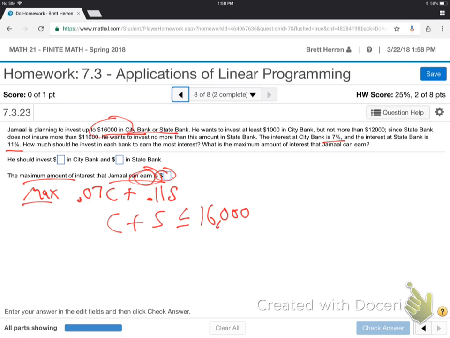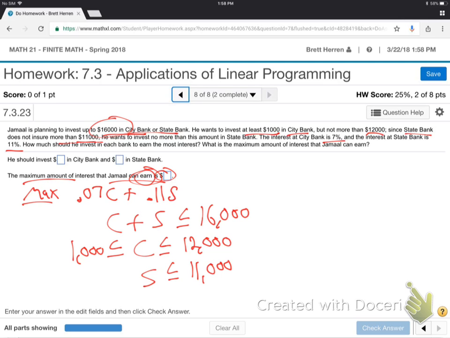All right, what's the next fact? Here's the tricky one. At least 1,000 in city. City is at least 1,000, but no more than 12,000. That's tricky. I showed you that last time. City's between 1,000 and 12,000. Okay, and now the last part, State Bank, no more. State is at most 11,000, less than or equal to 11,000, right? No more than 11,000. All right, there's all the facts. There's all the numbers. Got them.